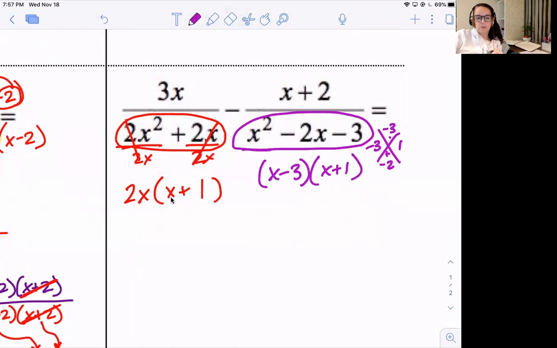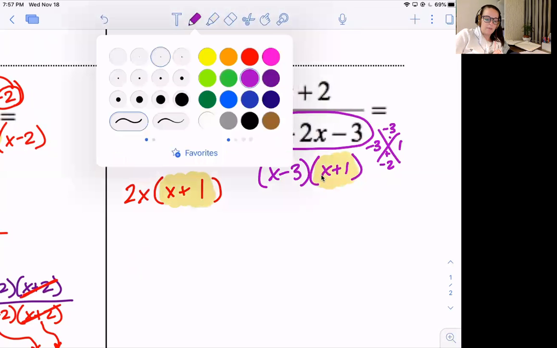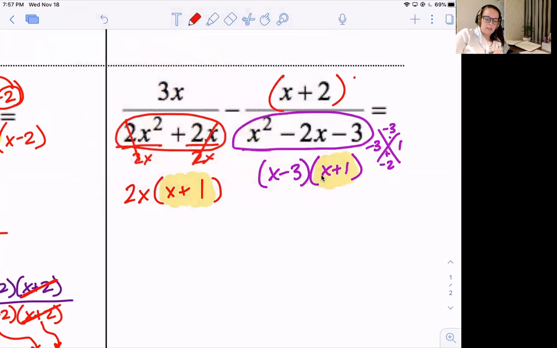Right? So when I look at these two denominators, I see they both already have an x plus 1. The red denominator has a 2x. I don't have 2x over here. So I'm going to multiply times 2x on top and on bottom. Right? That's going to give me now 2x in common. So now they each have a 2x.